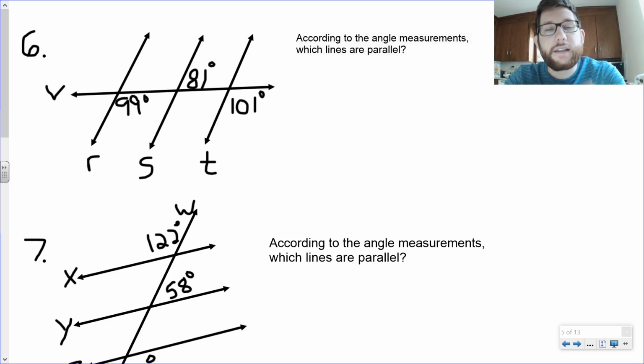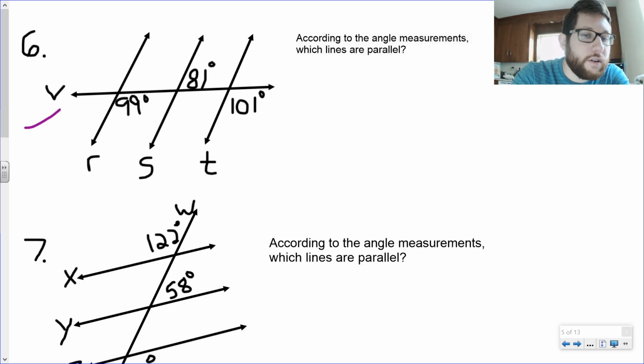Now there's a second type of problem. So the first set of problems, we're kind of covering two different types of problems in this video. The second type of problem looks something like this. You get one line going across, remember this is called a transversal, line B would be a transversal, and then you get these three lines, R, S, and T. And they want to know which of these lines are parallel. And we do so by solving for missing angles.